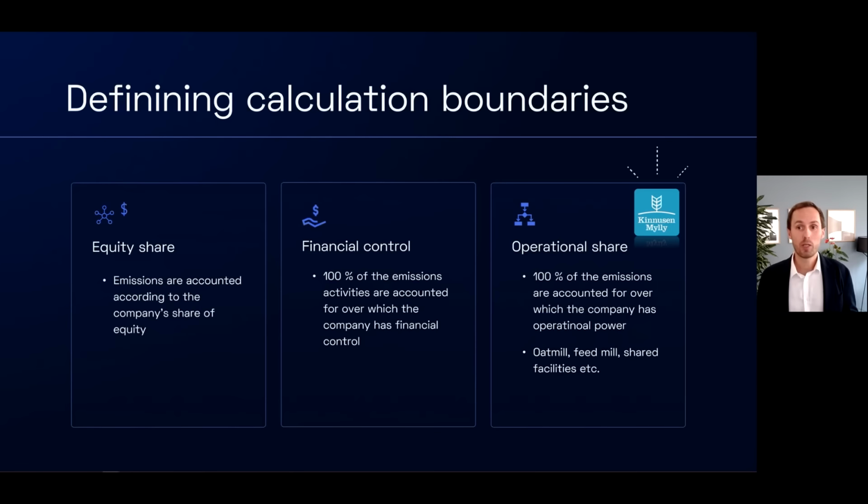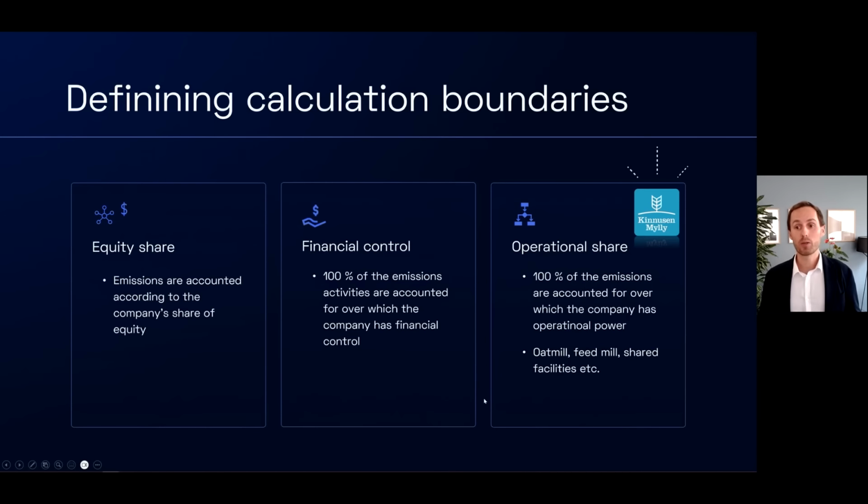For defining the calculation boundaries, so what are the activities that are taken into account when building the greenhouse gas inventories, a company can look at three things. They can look at the equity share: if a company has ownership in other organizations, what share of ownership does it have in these? A company can look at whether it has financial control over other organizations, and if it has, it should account for the emissions of the organizations it has financial control over.